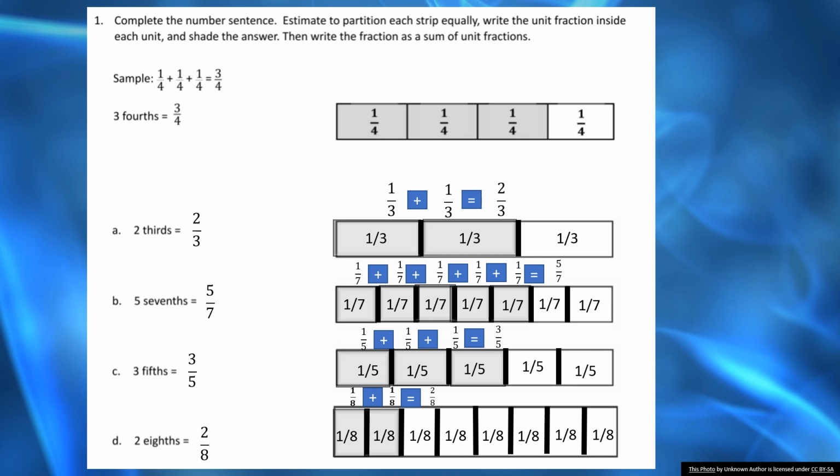Now you may want to pause your video to make sure that number 1, letters A, B, C, and D are complete. Make sure you have your unit fractions written in. Make sure all of your rectangles are partitioned correctly. Make sure you have your fractions shaded correctly. And make sure you wrote your equations. So if you need to pause your video to do that now, go ahead and do it.